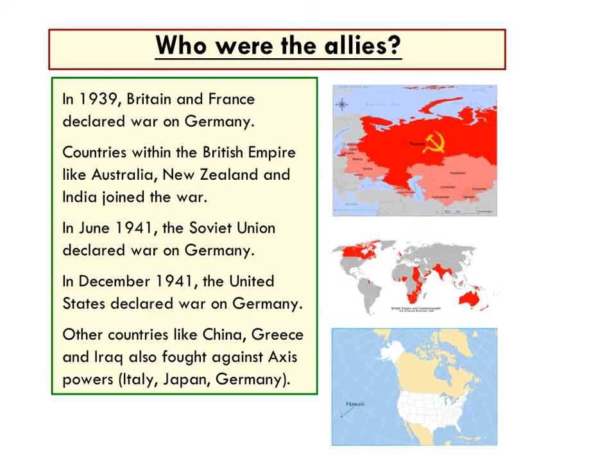Greece fought against the Germans, and Iraq also fought against the Axis powers alongside many other countries. So the main Allies were Britain, the USA and the USSR, but there were lots of other countries who were fighting against Hitler as well.